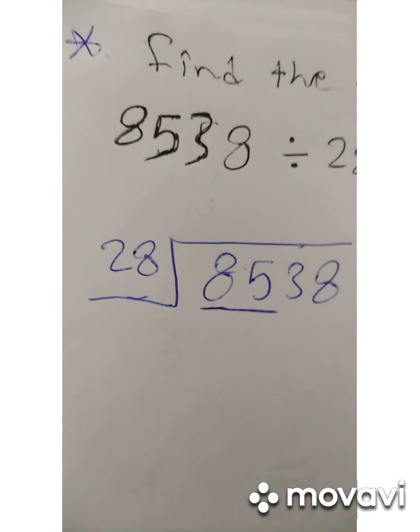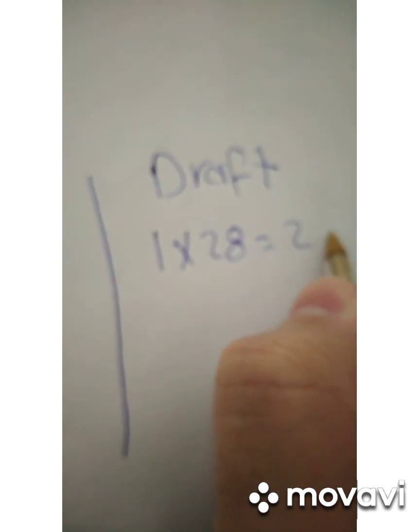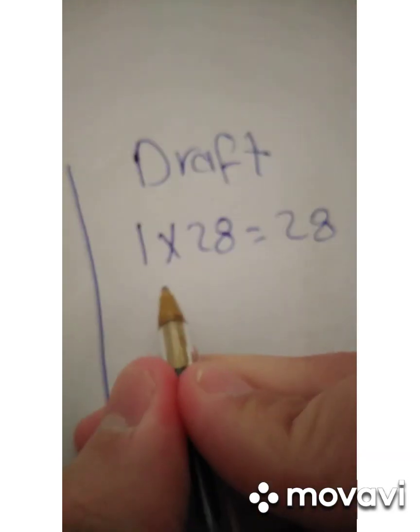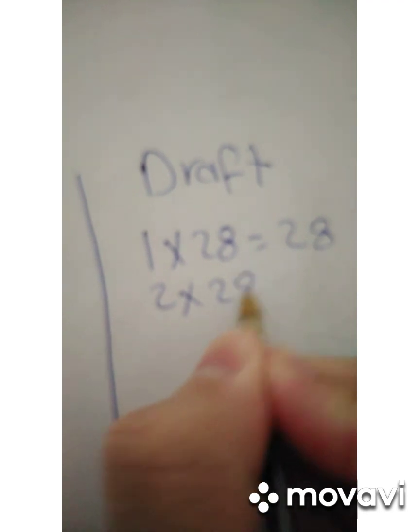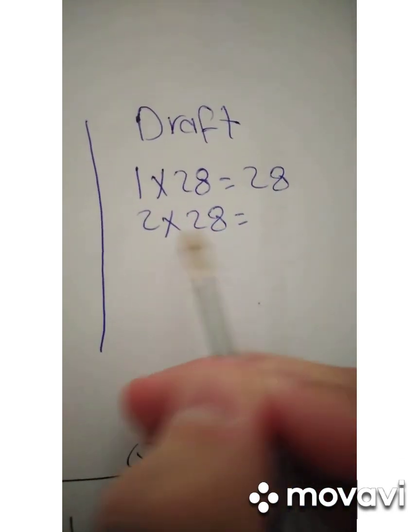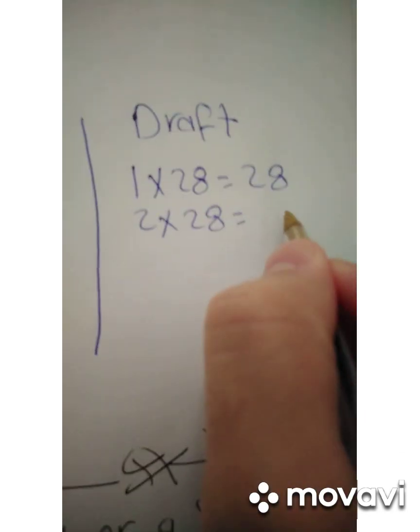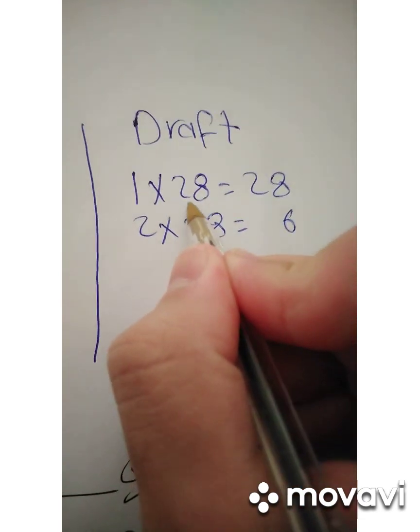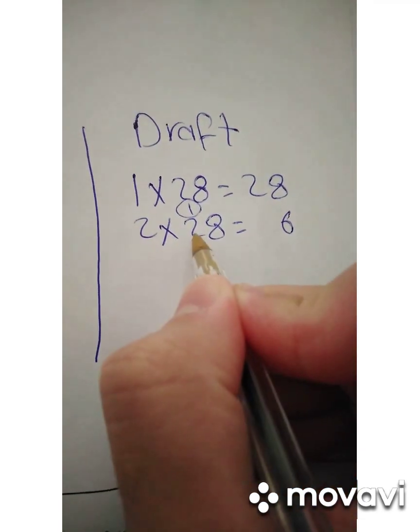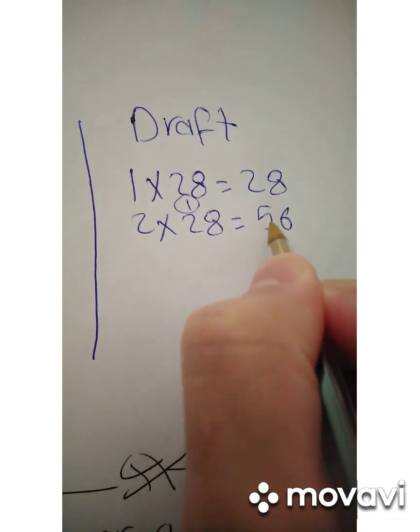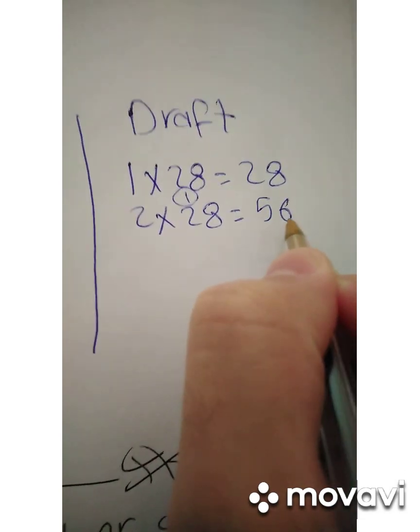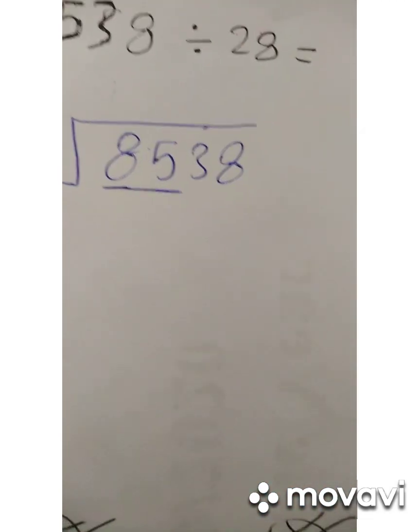Now, get the timetable of the divisor. Yes, 28. 1 times 28 equals 28. 2 times 28: 2 times 8 equals 16. Put 6 and carry 1. 2 times 2 equals 4, plus 1 equals 5. Now we have 56. Still smaller than 85.